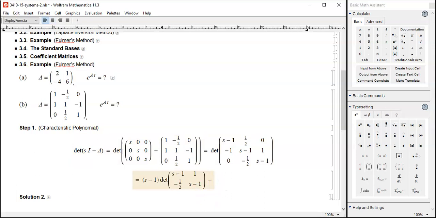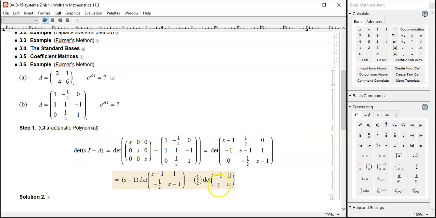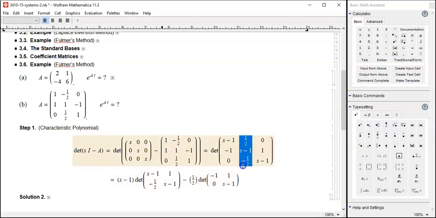We need a sign change. So alternating sign. And then the determinant of now the deleted matrix. I have to remove the first row and also the second column because it came from here. First row, second column. So what's left is -1 and then 1, 0, and s minus 1. Because I removed the first row and the second column, what's left will be -1, 1, 0, s minus 1. Are you with me here?